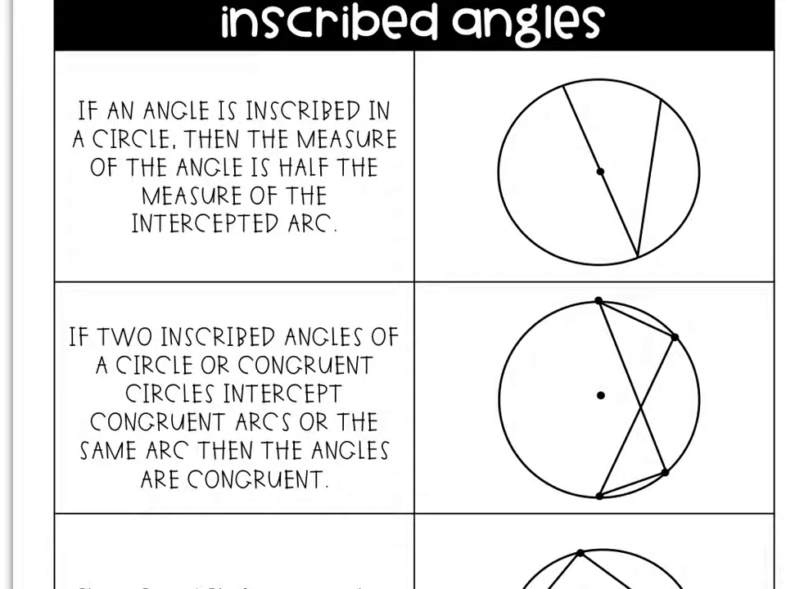Now we're going to look at something called inscribed angles in a circle. An inscribed angle means that the vertex of my angle is on the circle. So far we've talked about central angles. And so these have a bunch of different interesting properties.